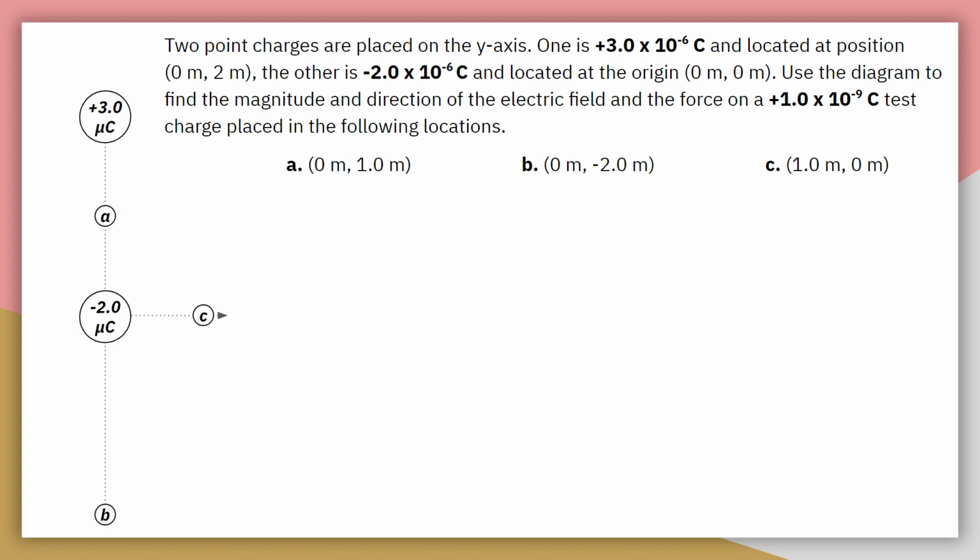Location A, 0 meter, 1.0 meter. Location B, 0 meter, negative 2.0 meter. Location C, 1.0 meter, 0 meter.